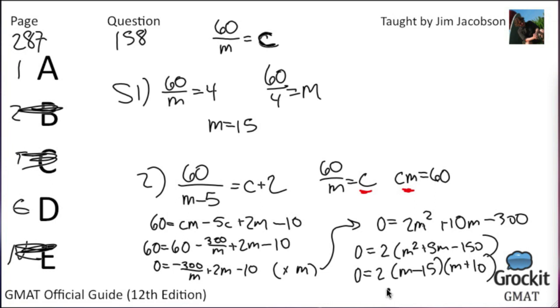So m can either equal 15 or negative 10, and since we already know that we can't have negative numbers of people in a club, m equals 15.